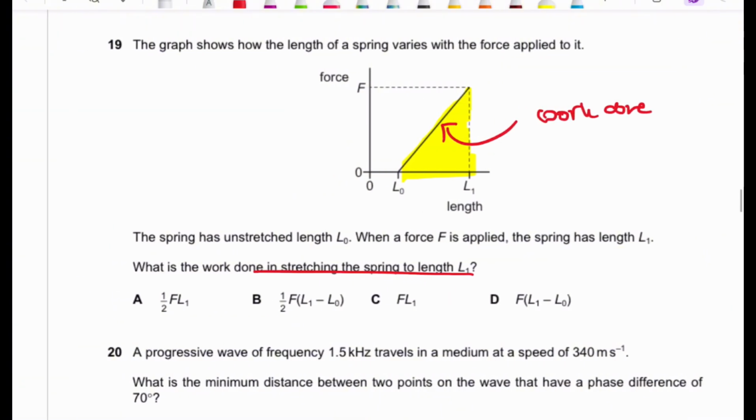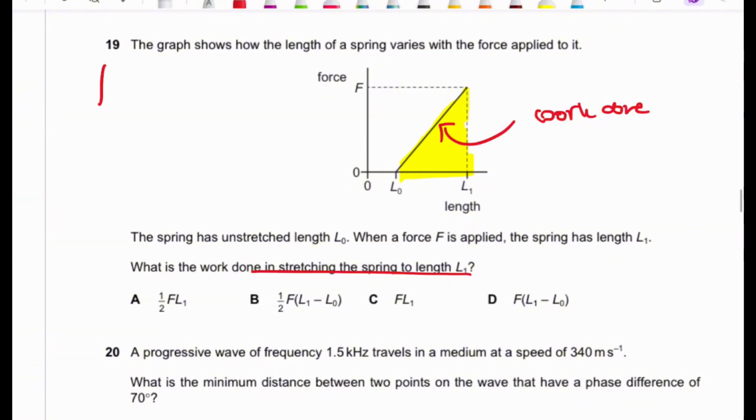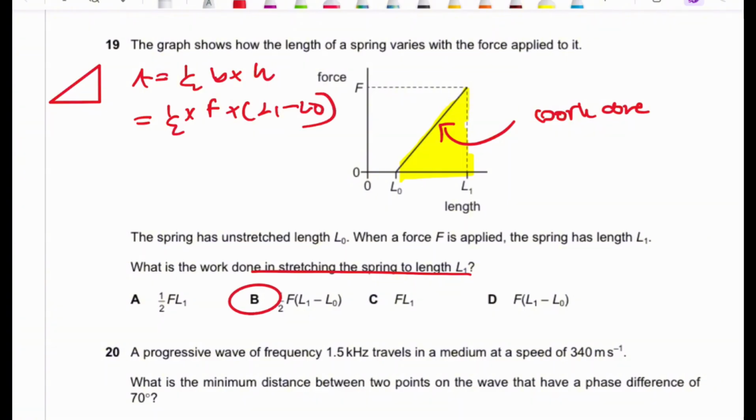So how do you find the area of that graph? It's actually a triangle, right? And the area of a triangle is half base multiplied by the height, right? So it's half, your height is F, your base is L1 minus L0, right? So the answer is B.